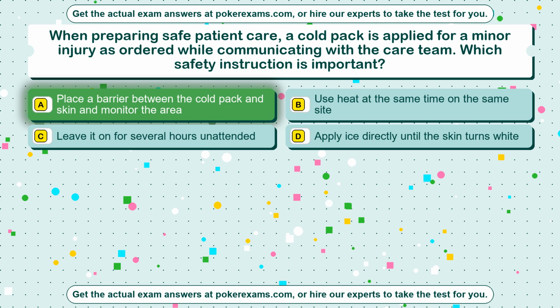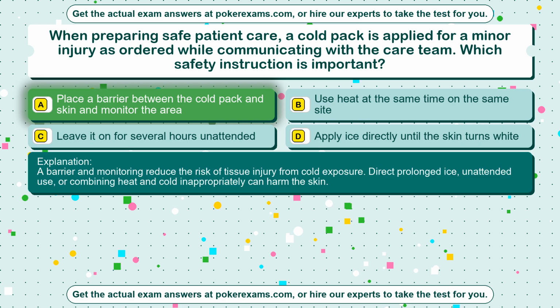The correct answer is option A. Place a barrier between the cold pack and skin and monitor the area. A barrier and monitoring reduce the risk of tissue injury from cold exposure. Direct prolonged ice, unattended use, or combining heat and cold inappropriately can harm the skin.